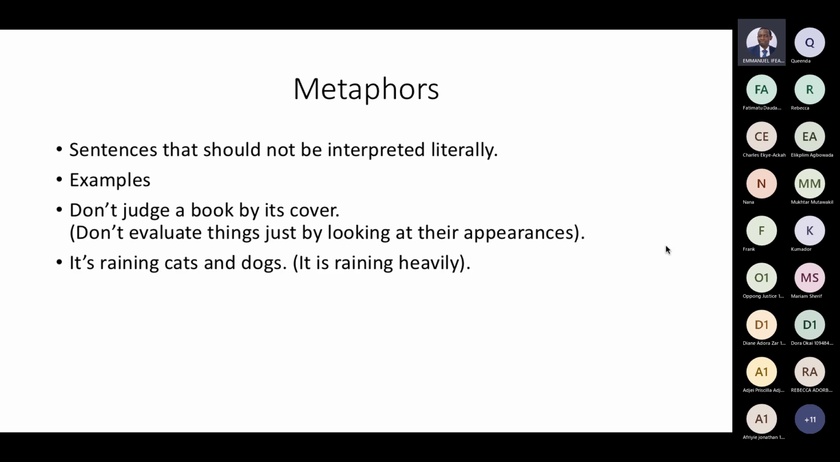Metaphors are sentences that should not be interpreted literally. Examples: don't judge a book by its cover. It usually means don't evaluate things by just looking at their appearances. And the second one is raining cats and dogs. It means it's raining heavily. Of course, you know that cats and dogs can't fall from the sky. That's why we say such statements are not to be interpreted literally.